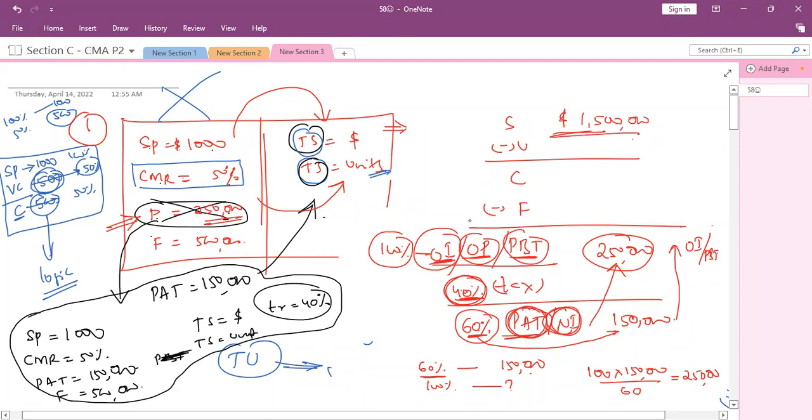Is it clear or do you have any doubt? Ask me. Sir, can you tell me how you get the contribution margin? Okay. I'm using the table method here.